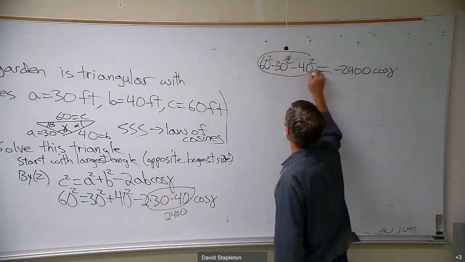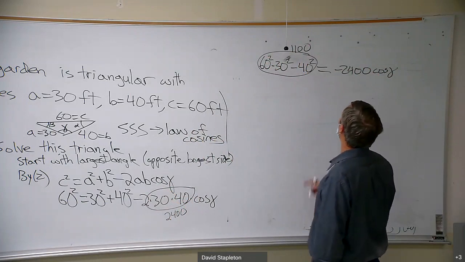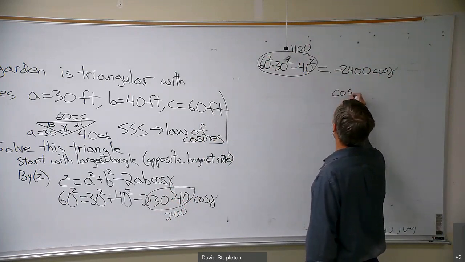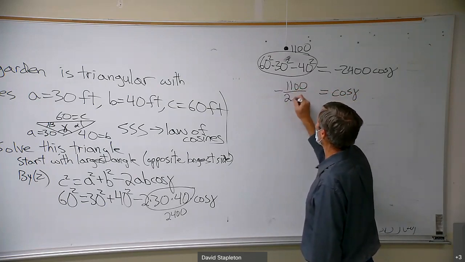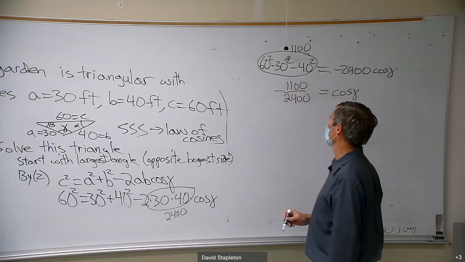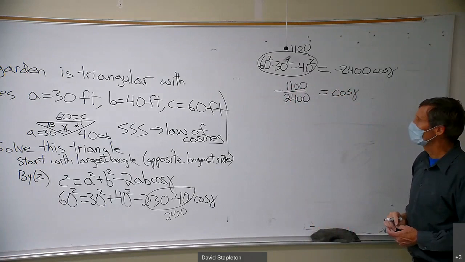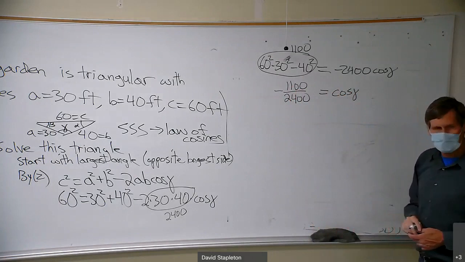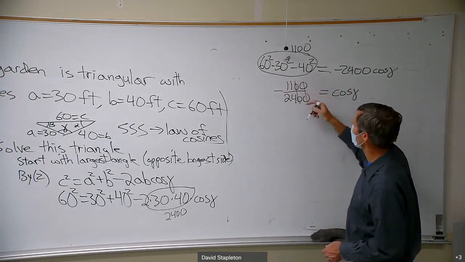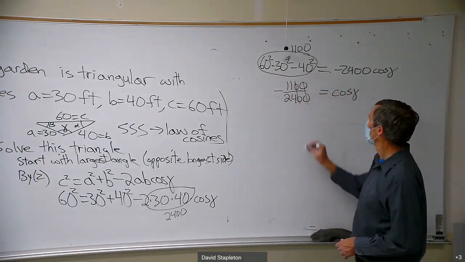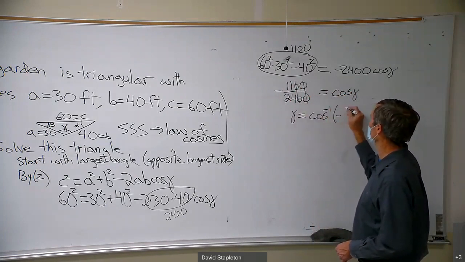Well, that's a little simpler. Now this one, if you work it out, comes out to be 1,100. So if I divide, I find that cosine gamma is minus 1,100 over 2,400. Who wants all those zeros on there, right? Just divide top and bottom by 100 and get rid of those, call it minus 11/24. Evidently, gamma might be the arc cosine of negative 11/24.